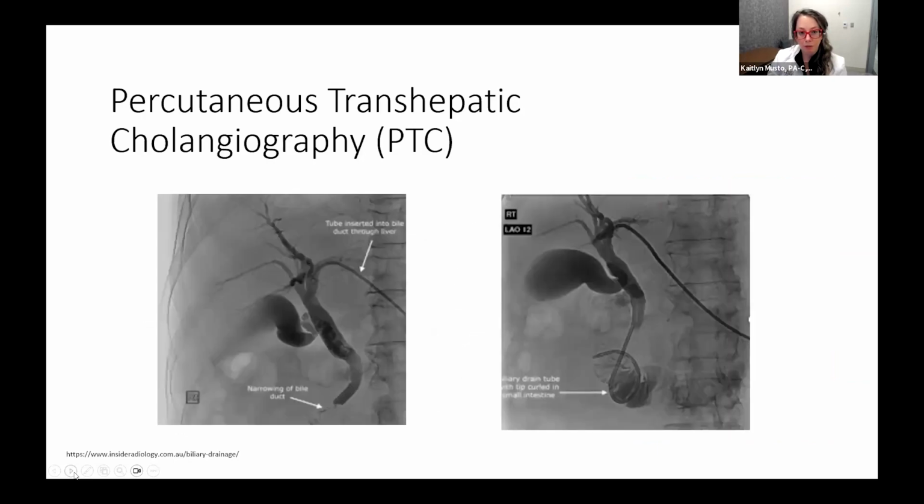This is another picture here of what the actual images look like when a radiologist is doing the procedure. So this is the biliary tree, and you can see that this is the tube being inserted into the bile duct through the liver. Here's the narrowing of the bile duct down here. You can see it goes from big to small. And then this is when the tube is passed through that narrowing into the small intestine.